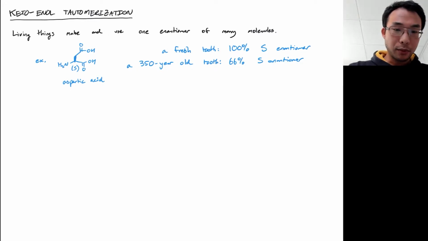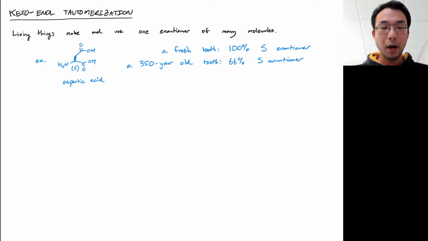An example of this would be this amino acid right here. So this is aspartic acid. All of our amino acids will look like this, where we have an amine, a carbon, and a carboxylic acid, kind of an S stereocenter, and some sort of a group coming off of it. So the various different amino acids have a different group coming off here.